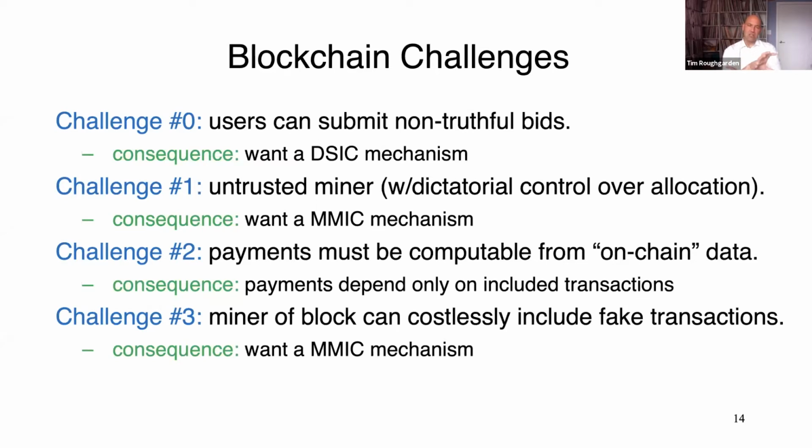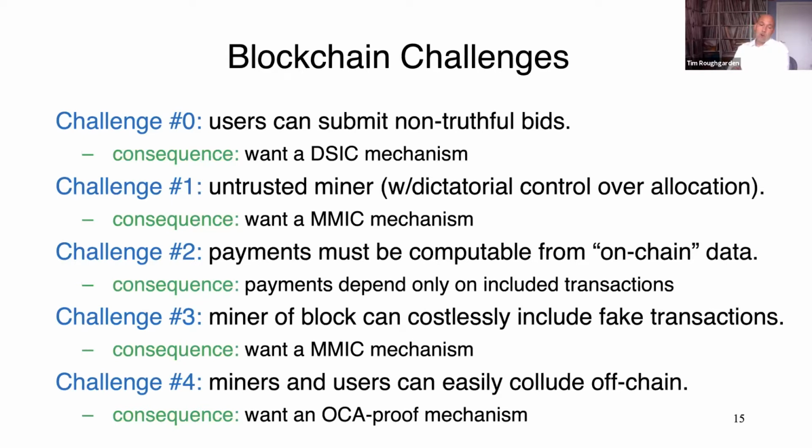The third challenge is an extension of challenge 1. A miner has dictatorial control over the block's contents, so it can pick whatever transactions it wants. It can also fabricate fake transactions if it's in its own best interest. It can do that in a way that no one will be able to tell whether the transactions are real or fake. And this is really the stake through the heart of the VCG mechanism, because the VCG mechanism is very easy to manipulate through the injection of fake transactions. So being robust to fake transactions will be rolled into the MMIC definition on the next slide.